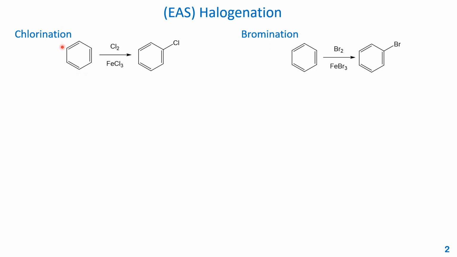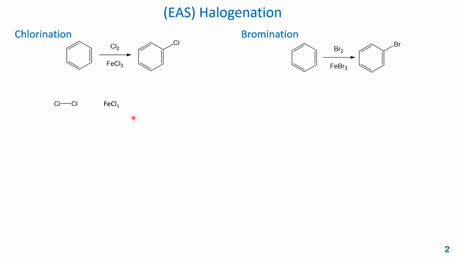In chlorination, the benzene reacts with a chlorine molecule. The catalyst is iron(III) chloride. The product is chlorobenzene. Bromination just changes the chlorine to bromine, and the product is bromobenzene. The catalyst will be iron(III) bromide. First step is generation of electrophile.